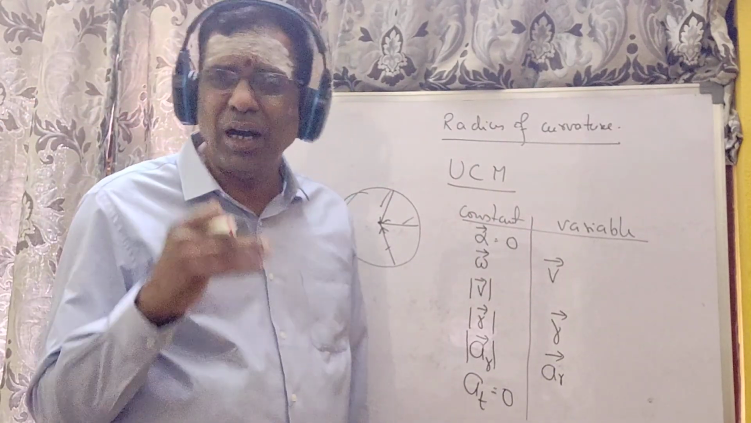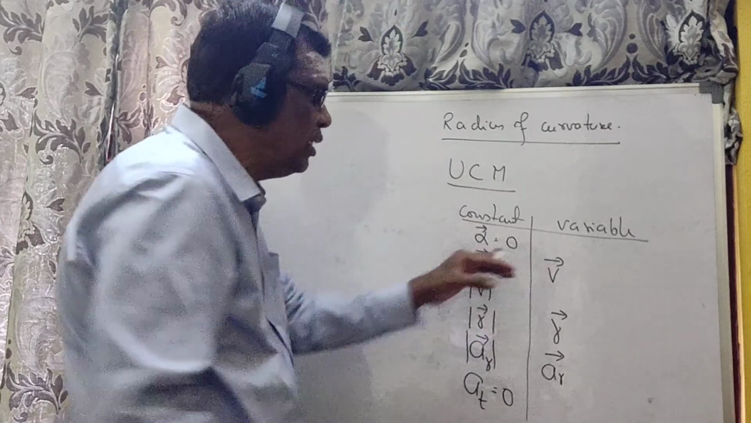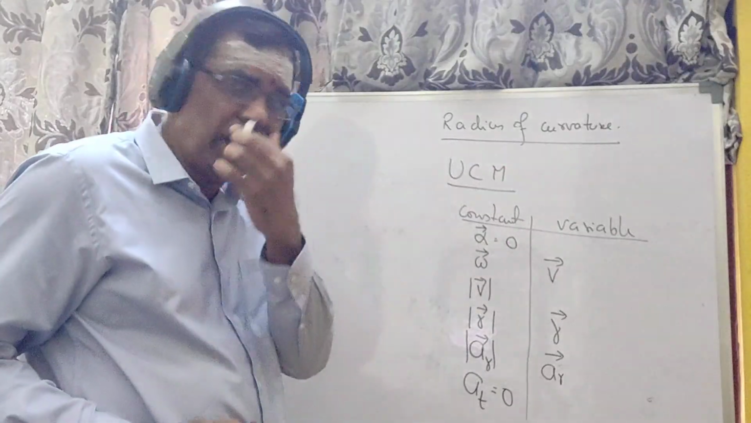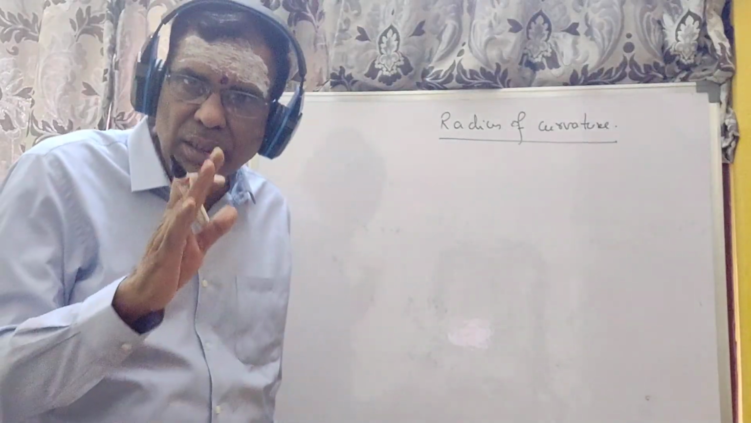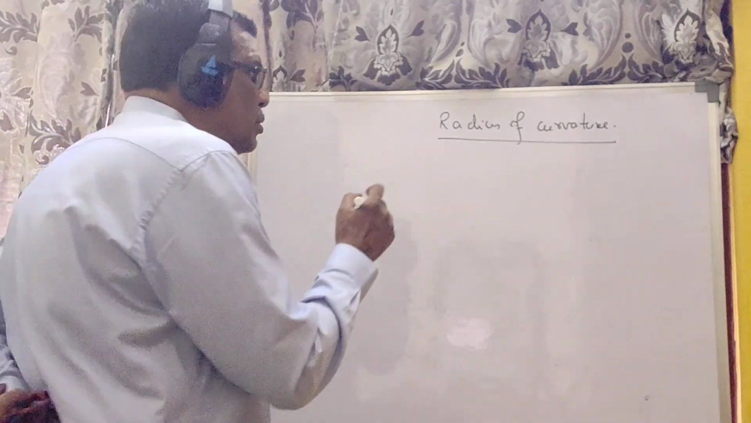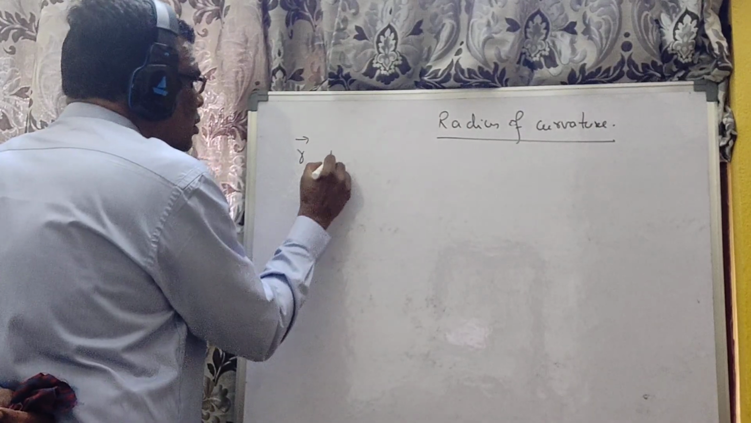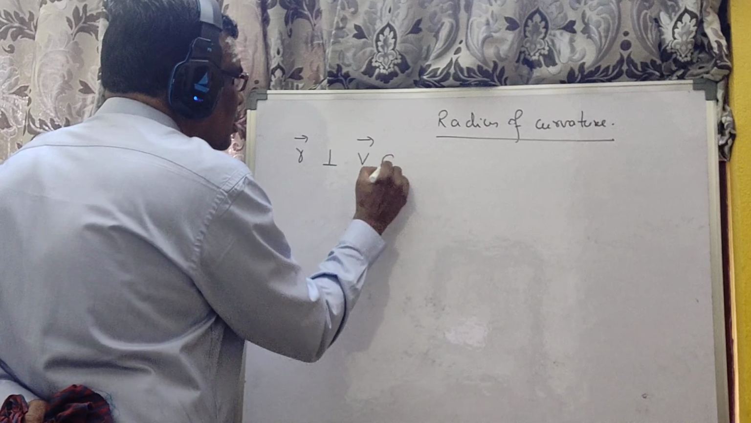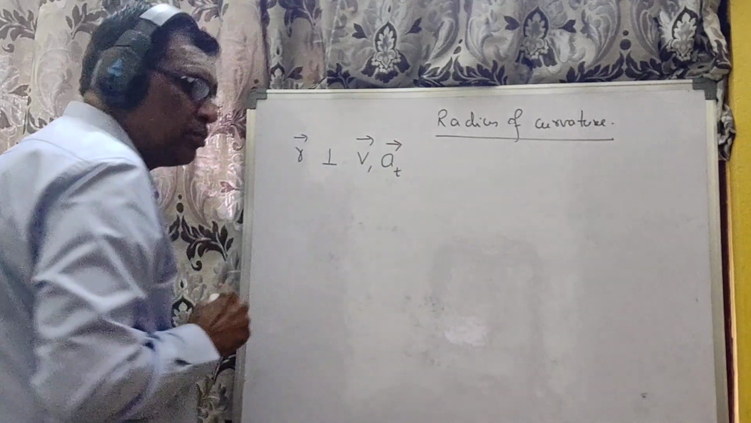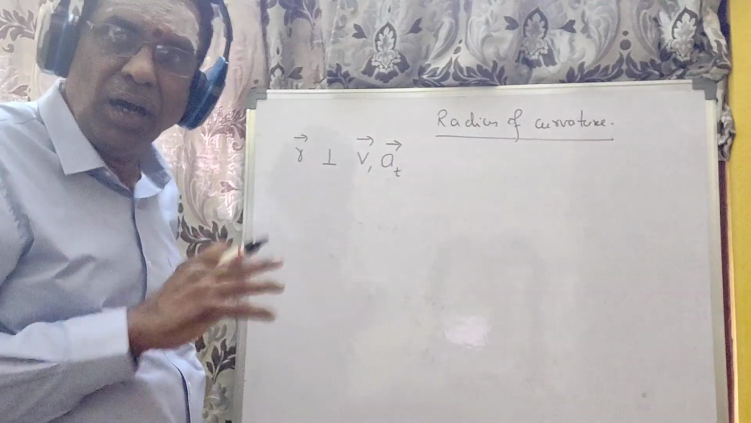Now this is a very important point. Based on these things, sometimes they ask you what are all the perpendicular parameters? Now I'll give you that also. First I gave you constant and variable in UCM. Now, in circular motion in general, what are all the things that are perpendicular to each other? The combinations I will give you one by one. R bar is perpendicular to V bar, AT bar.